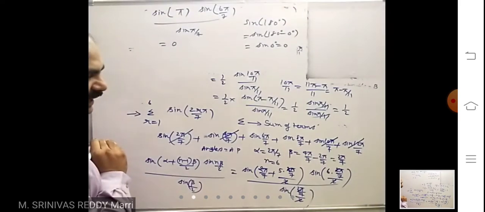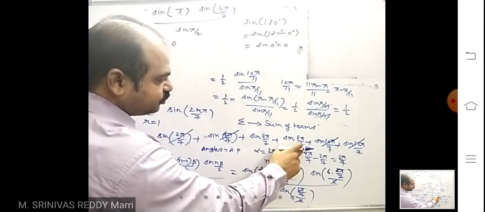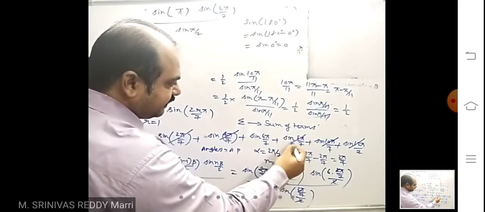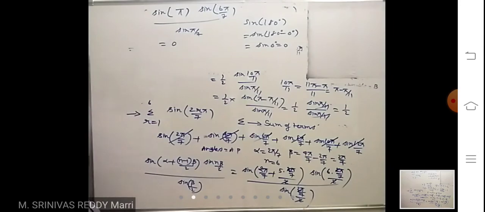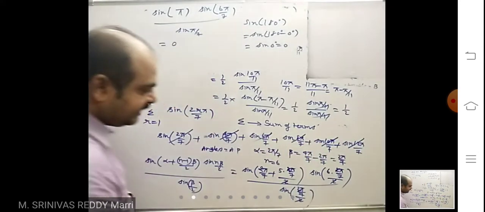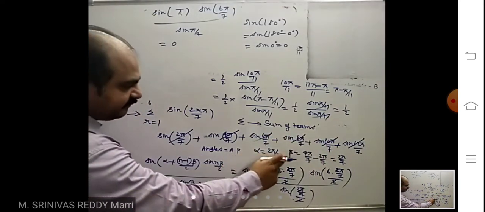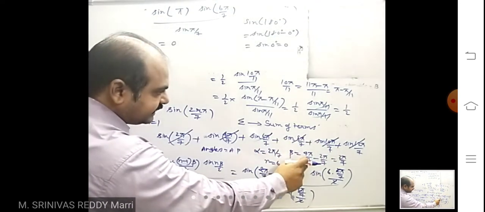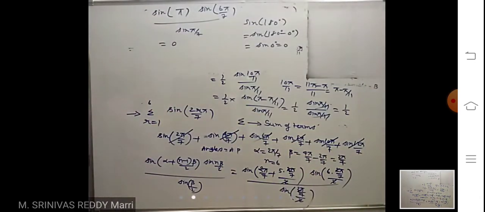This and this will get cancelled. This is 6 pi by 7, which can be written as 2 pi minus 6 pi by 7. This and this will get cancelled. Directly also you will get it. But if you are not getting the idea, then follow the direct method. If the angles are in AP, then find alpha, find beta, and then n, and then substitute in the rule. In both methods you can.